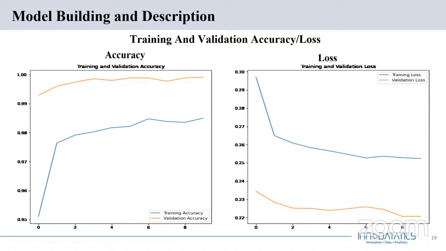For any ideal model, accuracy should be high and the loss should be low. Here we see the same happen. The training loss decreased from 0.302 to about 0.255, and the validation loss also decreased from 0.235 to 0.244, so the loss for both was decreasing in nature. This way we cannot see any overfitting or underfitting here, so we can say our model is well fitted and can be utilized for face liveness detection. From here, passing on to my colleague Dinesh. Over to you, Dinesh.